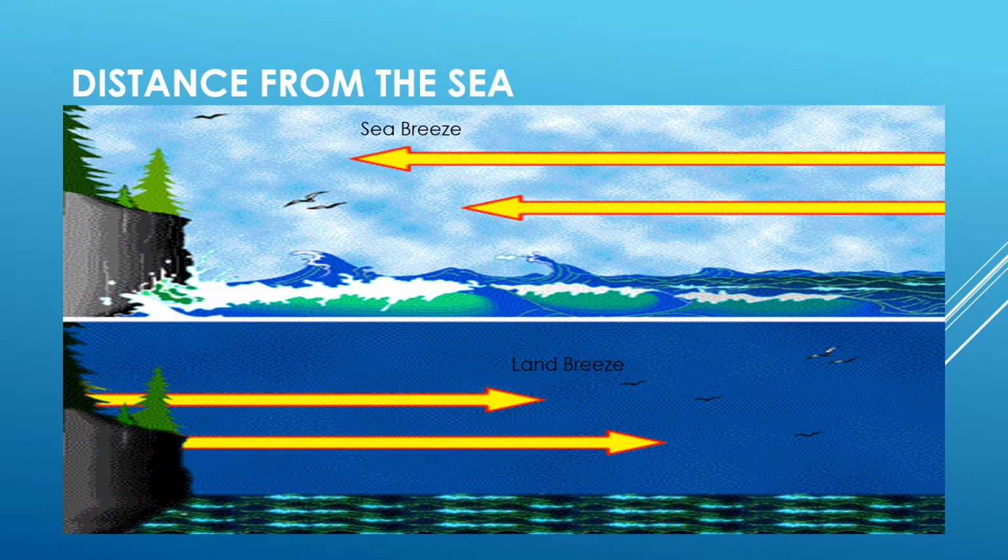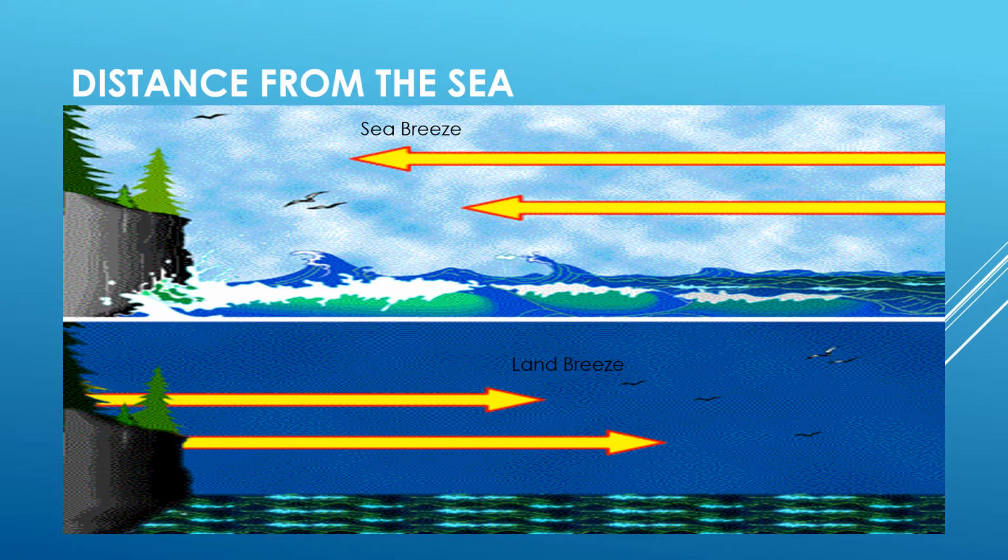The next factor which affects the climate is distance from the sea. Places which are near the coast have a moderate climate. It is neither too hot nor too cold here. Moderate climate means that the temperature is neither too hot nor too cold. You can say that places near the coastal areas have pleasant weather.